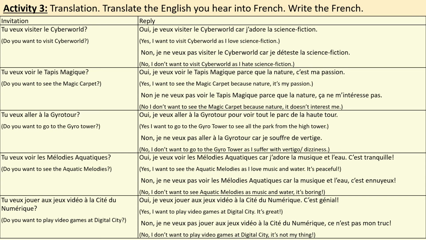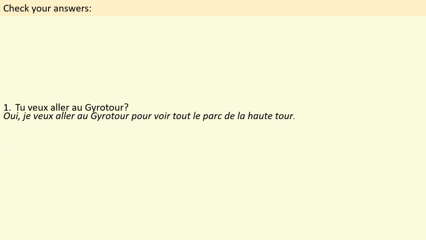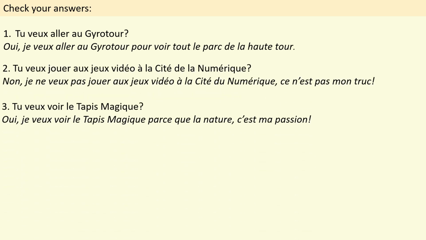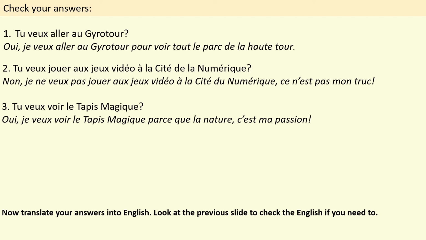Pause if you need to, rewind if you need to, and then press play when you're ready to get the answers. Very well done. Now it's time to check your answers. I'm going to display them on the screen, but leave you the time to pause and check through them, okay? Here's 1, 2, and 3. So pause to check those, and when you have finished, the same as the previous activity, I want you to translate your answers into English, and you can look at the previous slide to check the English if you need to. Pause to do that now, press play when you're ready to move on to the next activity.